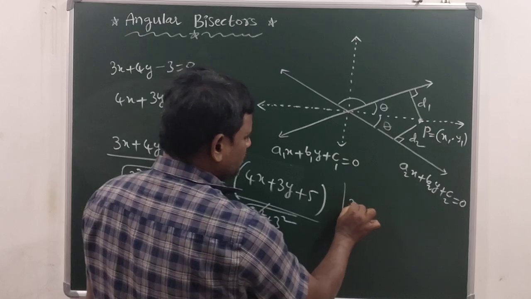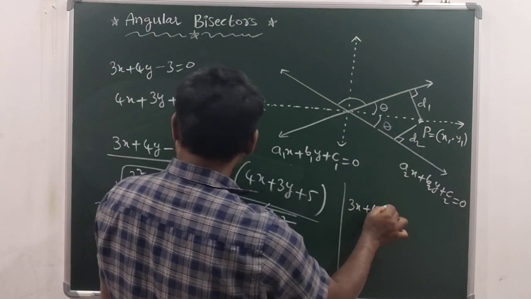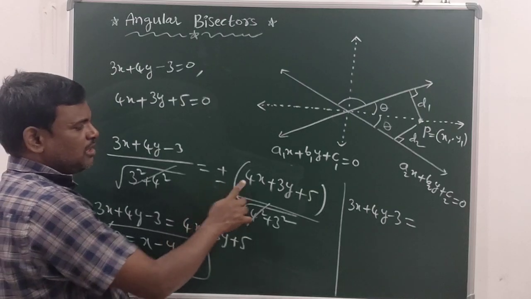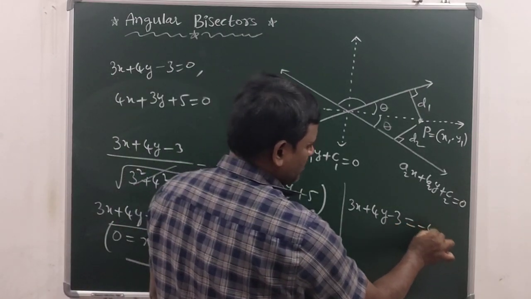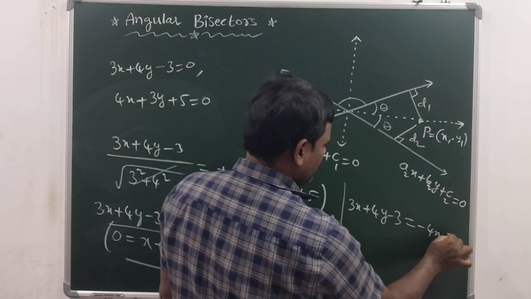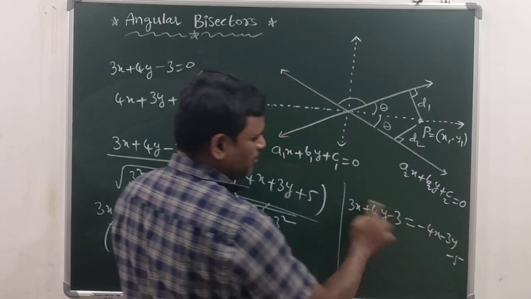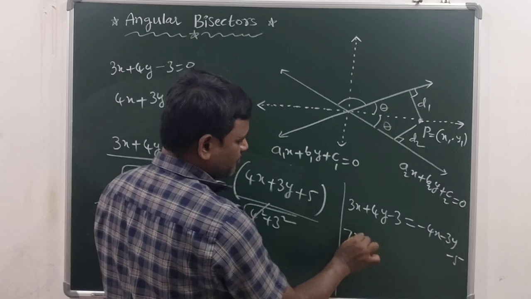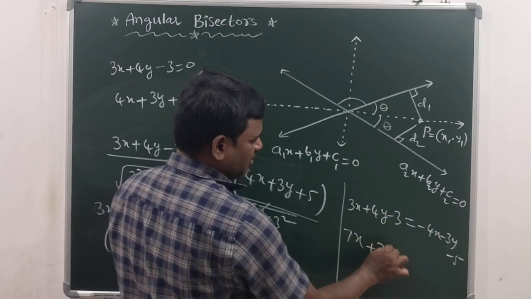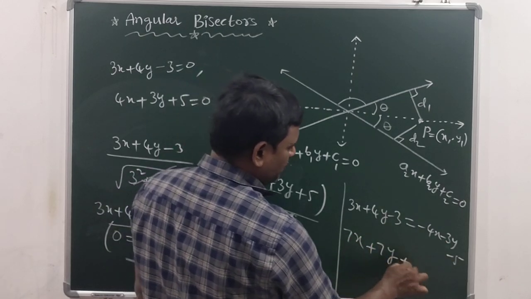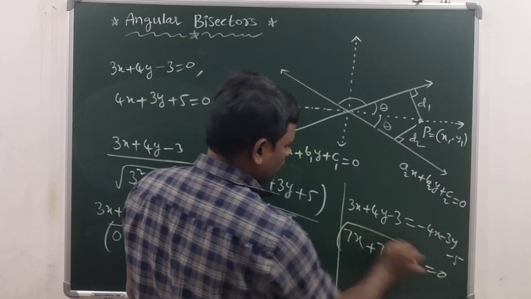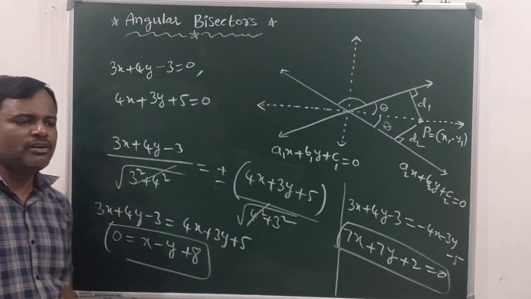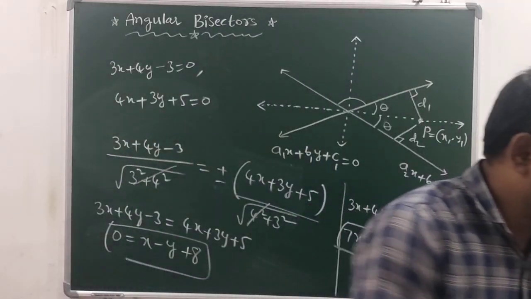Now equate with minus. On equating with minus you get 3x + 4y - 3 equal to minus of (4x + 3y + 5). When you treat this as a minus, all signs will change, you know that: -4x - 3y - 5. Now simplify. Bring all of them to the left side so that you get 7x, and here it is going to be 7y. Now when it comes to the left side, plus 2, which is equal to 0. Now you got one more angular bisector equation. So like this you have to find two angular bisector equations.